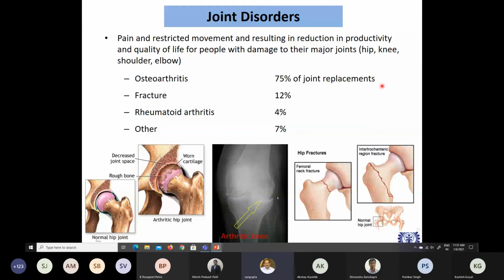Okay. Apart from osteoarthritis, we have fractures, due to different reasons. It may be traumatic injuries, a fall, a road accident, different types of things. About 12% of the population is affected by fractures, which can be treated in different manners, because that is also another problem connected with structure and function.